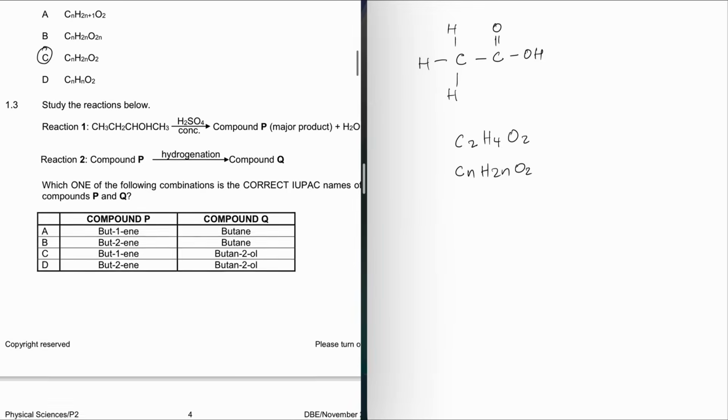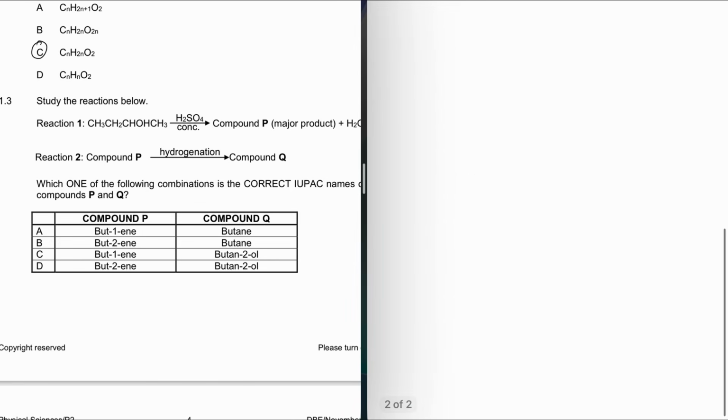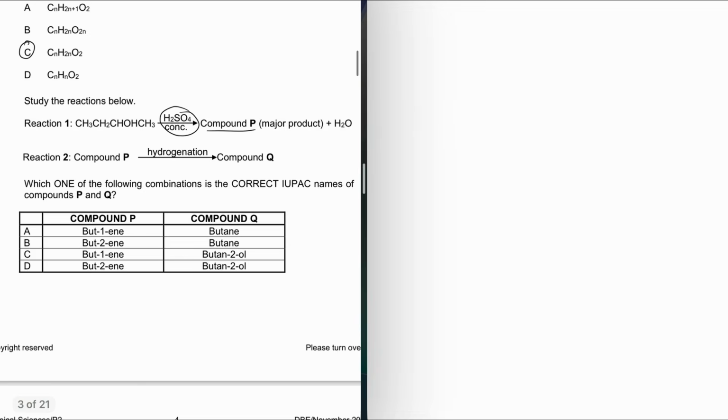Taking a look at question 1.3, study the reactions below. Reaction 1, so you have something, you have H2SO4, and you have a major product and H2O. Then you have reaction 2, compound P, so this product, and then it undergoes hydrogenation and forms compound Q. So which one of the following combinations is the correct IUPAC name of compound P and Q? Now, I want to draw out this reactant, and let's just see what it is.